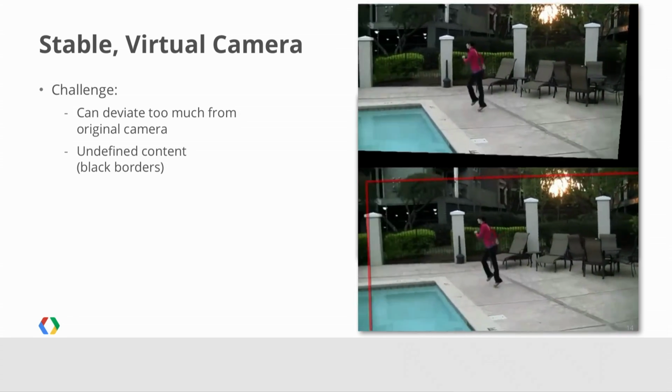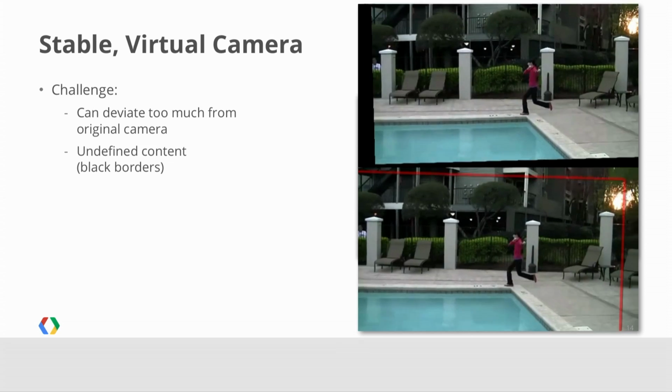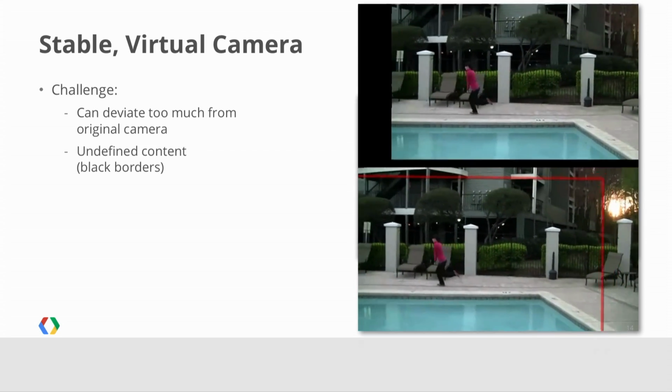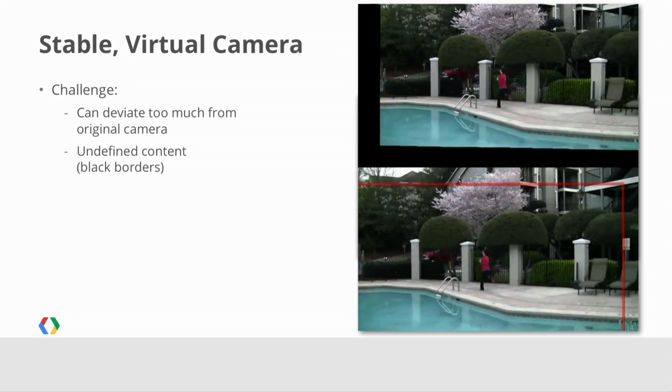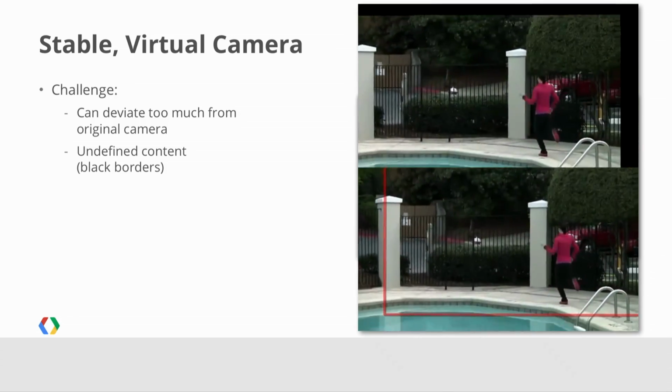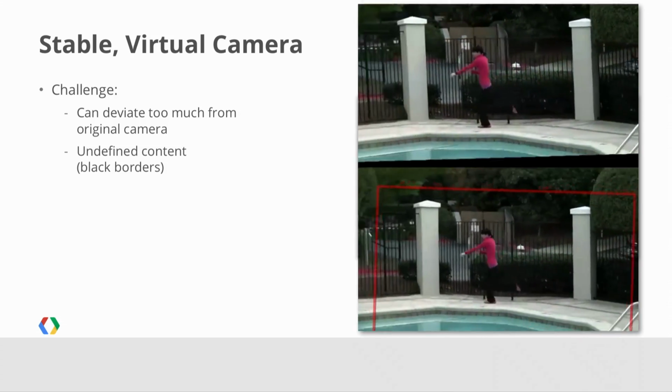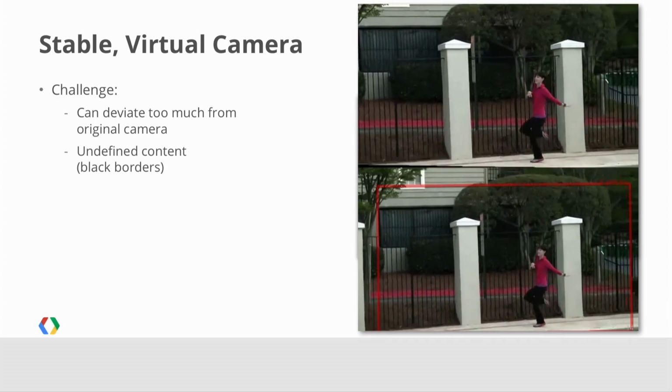So what you see on the top is a stabilized video, but you also see these extra black borders around the video. And that's because when there is too much motion in the video, this virtual window overcompensates for it and goes outside the valid bounds of the video. And we don't really want that. That's sort of annoying to watch.